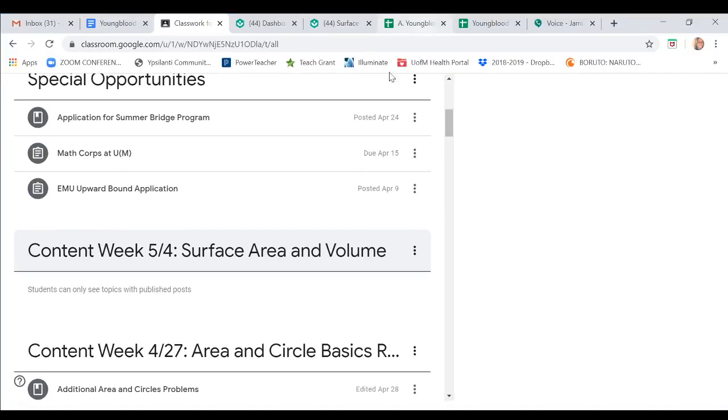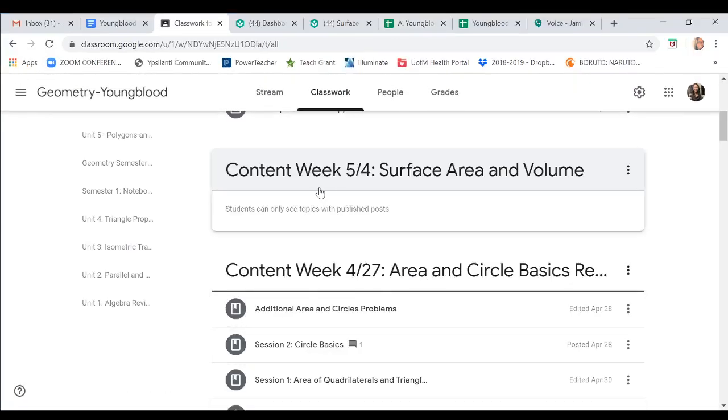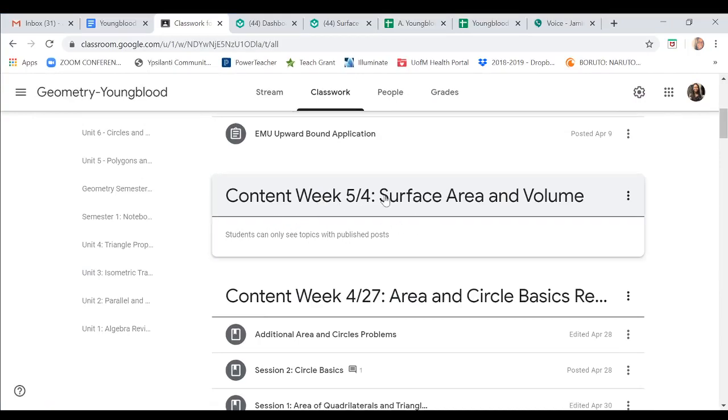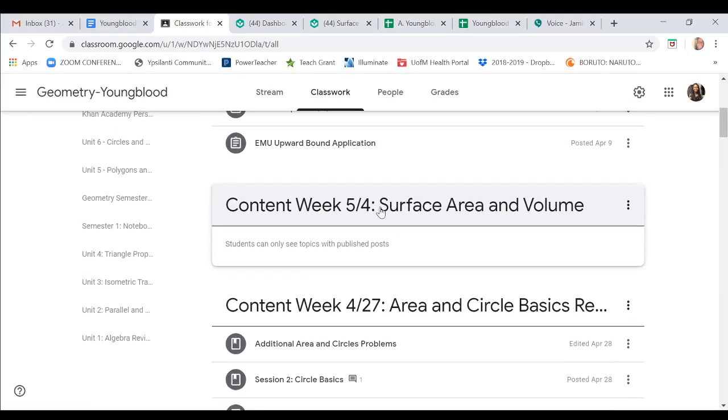Hey everybody, this is Miss Youngblood here, bringing you this week's content week for geometry, which is surface area and volume. In our first session for the week, session 1, we're going to just be talking about surface area and looking at what that actually is.